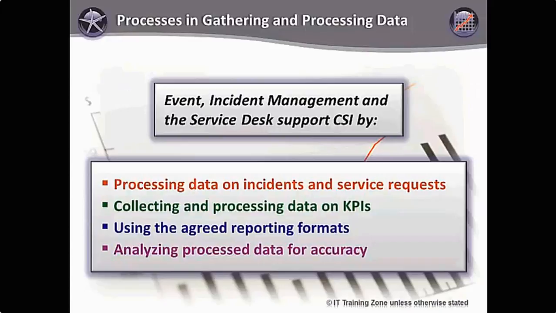Incident management and the service desk also provide support to continual service improvement by processing data on incidents and service requests, such as the type of incidents we are receiving or where the most calls are coming from. Collecting and processing data on key performance indicators, such as the percentage of incidents resolved within service targets. Using the agreed reporting formats. And analyzing process data for accuracy.